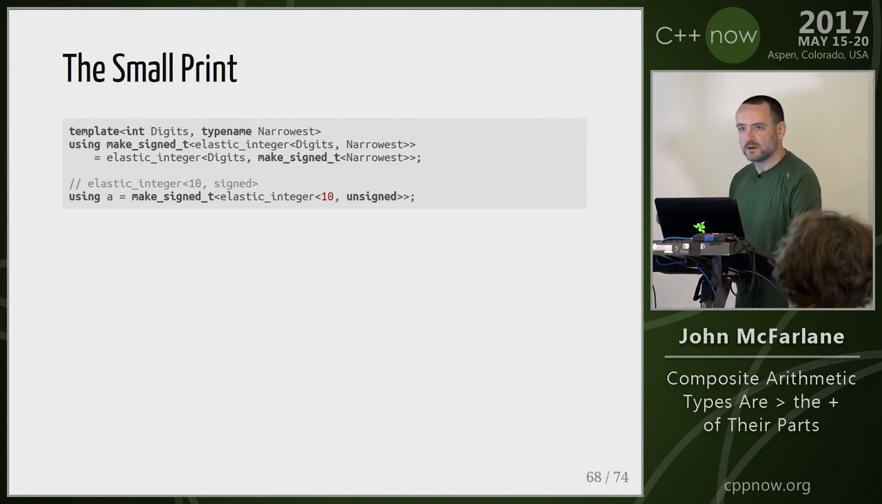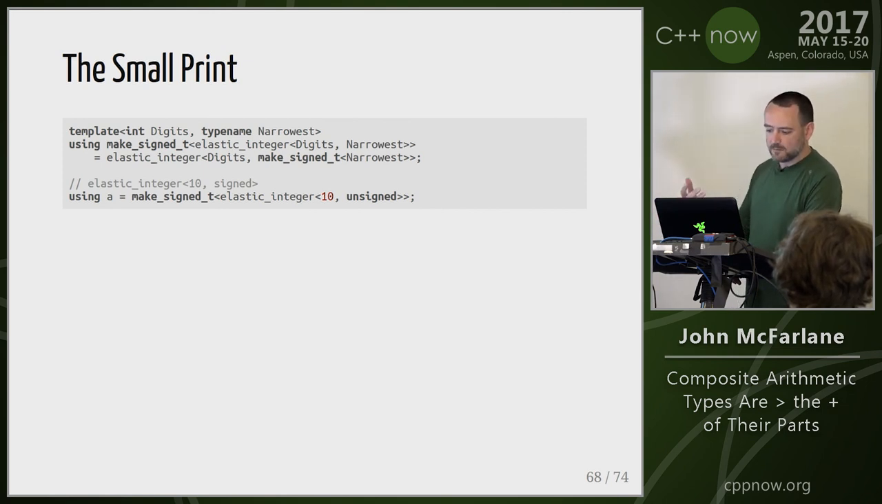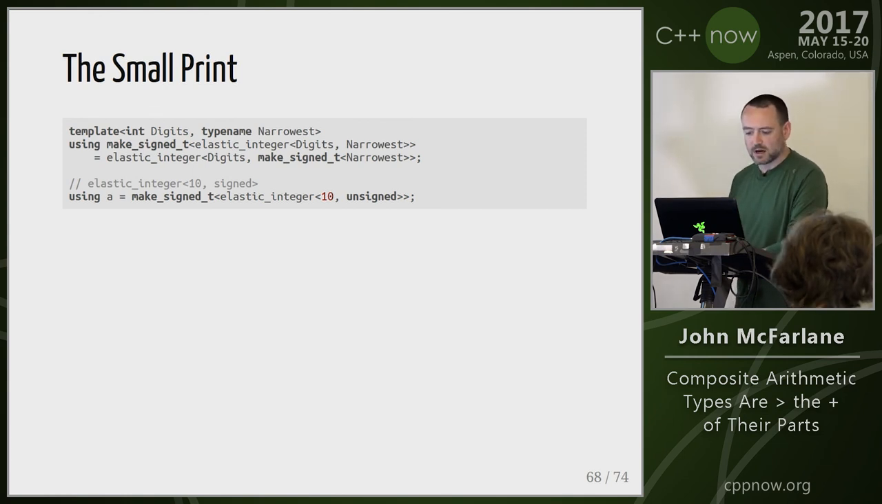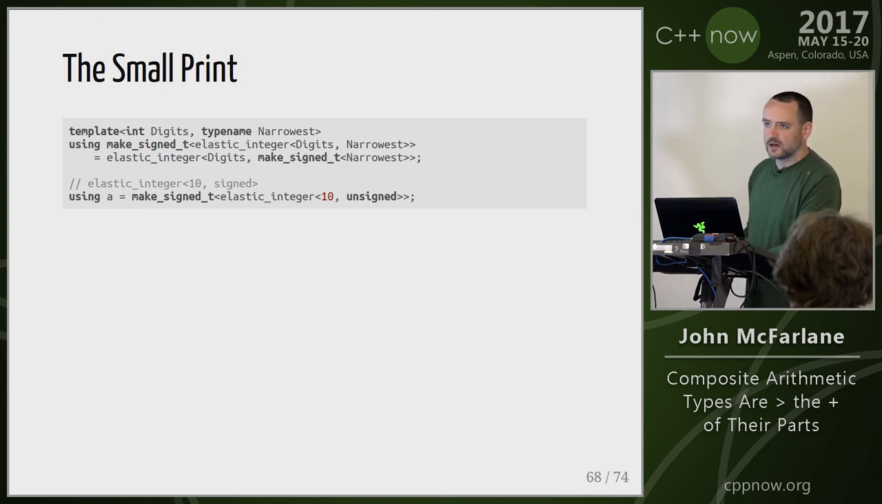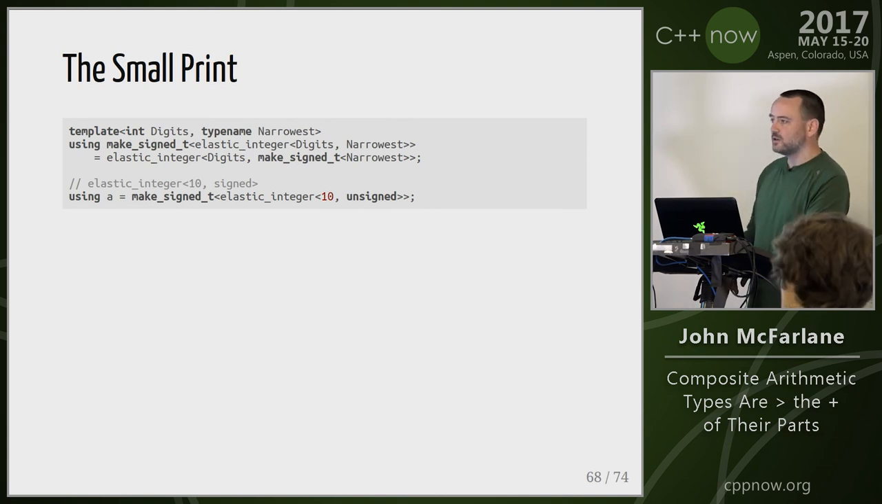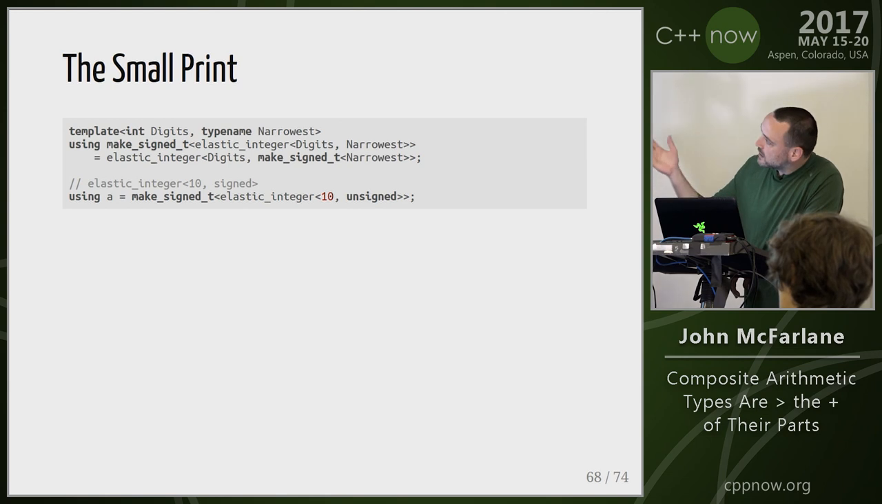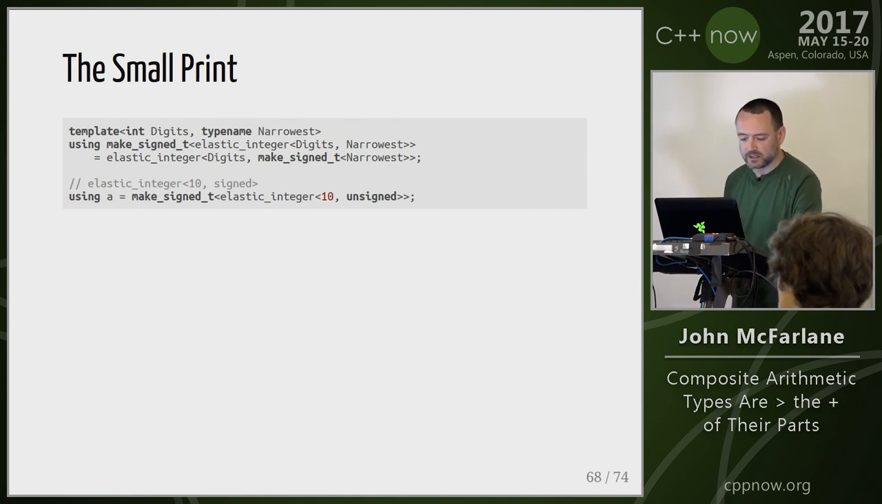For instance, if you have an unsigned elastic integer and you negate it, you need to convert to the unsigned equivalent type. That's easy to do with ints, because there are facilities, I think, in the type traits header to do that. But you're not allowed to specialize those for your own custom types. Here I'm doing something with std::make_signed_t, which I'm not allowed to do according to the standard. So we need a way to allow that for arbitrary types.